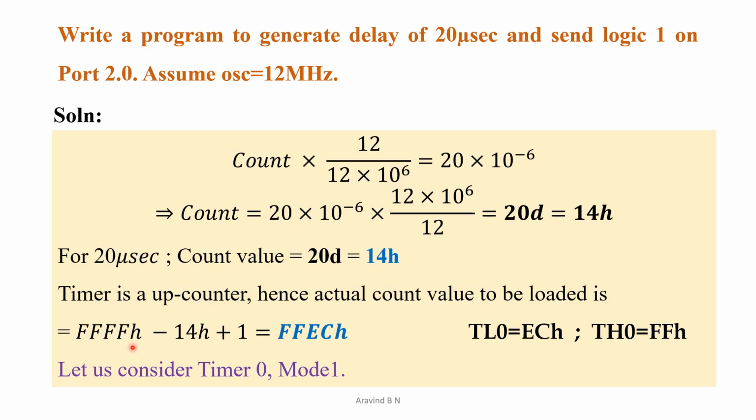So we are considering timer 0 in mode 1. Mode 1 means a 16-bit counter. Therefore, this is the highest value. So FFFFH minus 14H, which is what we have calculated, plus 1, gives us FFECH. This is the value that is required to be loaded to the timer. Since we are considering timer 0, TL0 consists of EC, the lower 8 bits, and TH0 consists of FFH, the upper 8 bits. So a total of 16 bits.